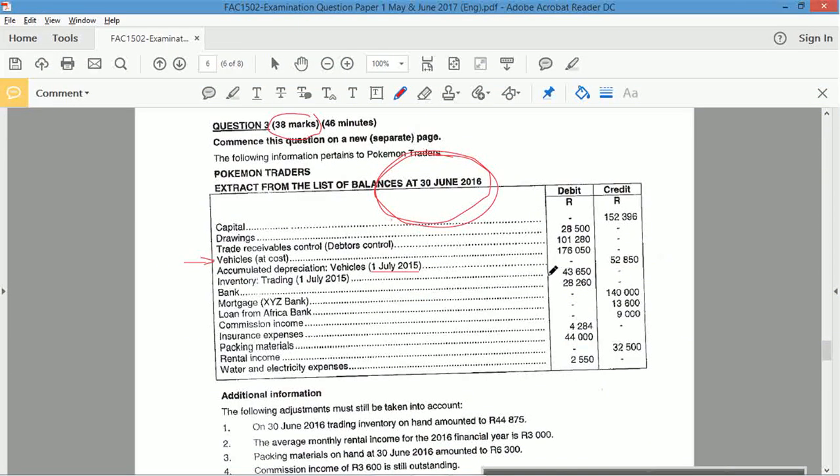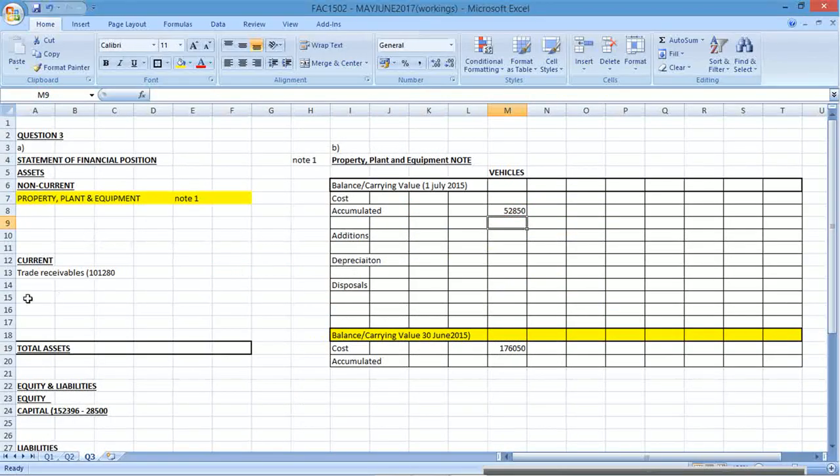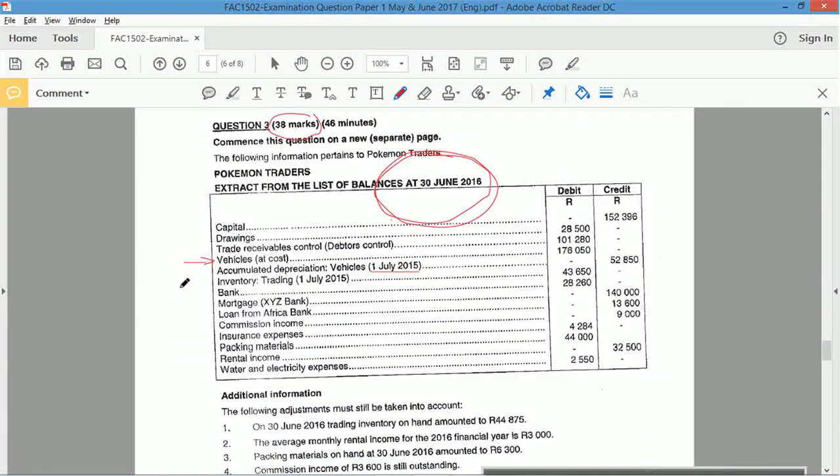Then I've got inventory. Trading stock, 1 July. What is that? It's an asset. Correct. Current, right? Yes. Opening stock. Do I show opening stock here? No, I don't. I show closing stock here. NB: closing stock is disclosed here. So I don't show opening stock. They probably have periodic here.